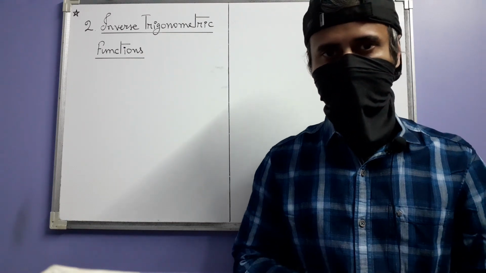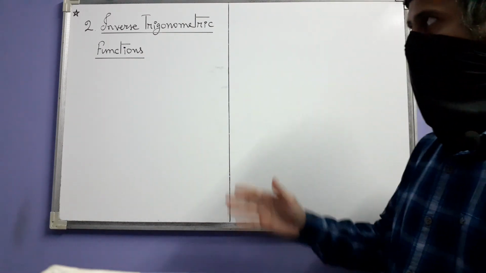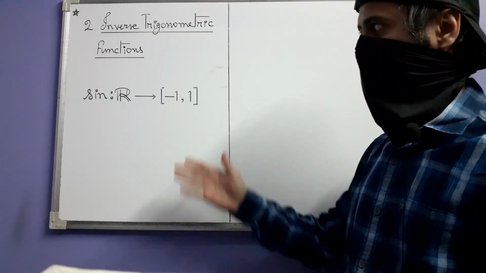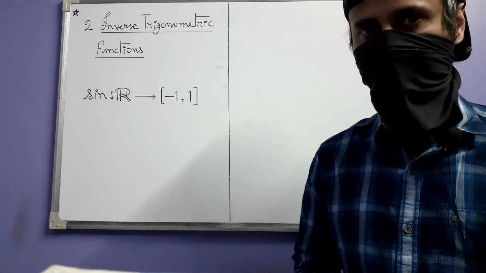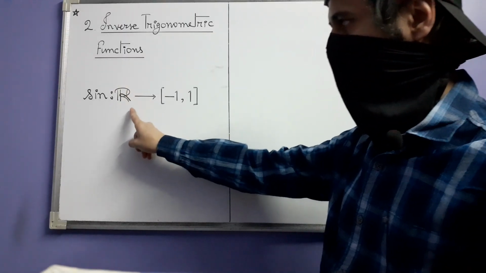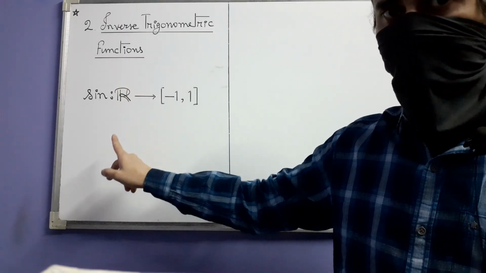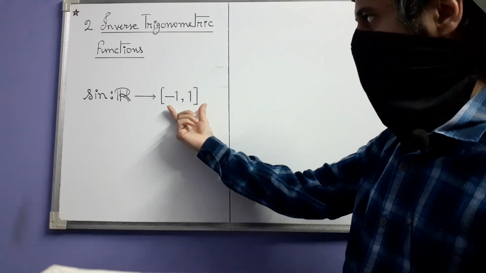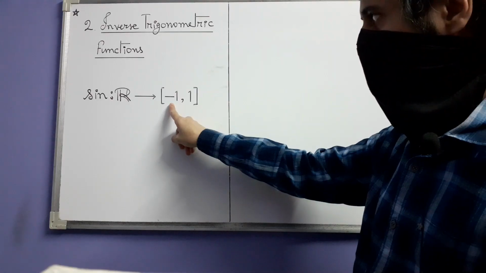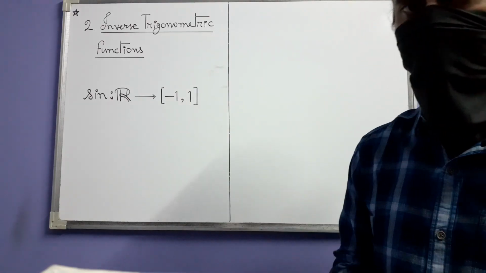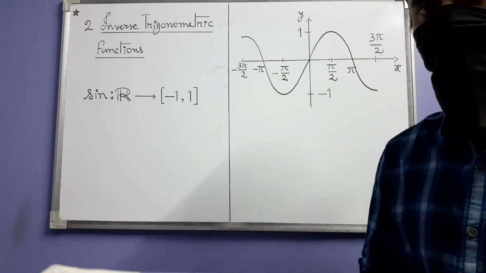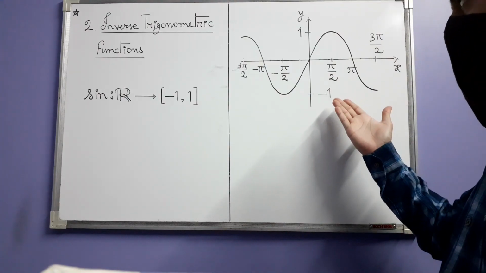Let's start chapter number 2 next, which is on inverse trigonometric functions. Let's start with our familiar sine function. We already know that the sine function has the entire set of real numbers as its domain and this closed interval as its range, where the left endpoint is -1 and the right endpoint is 1. And you also know that the graph of the sine function looks like this.